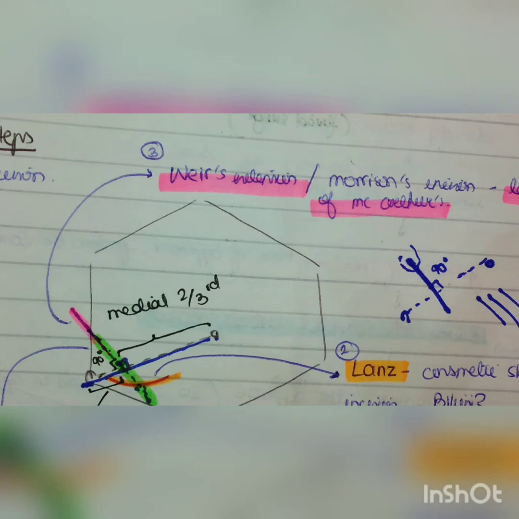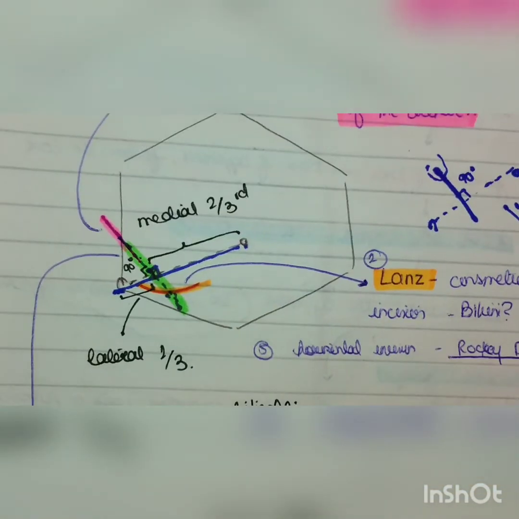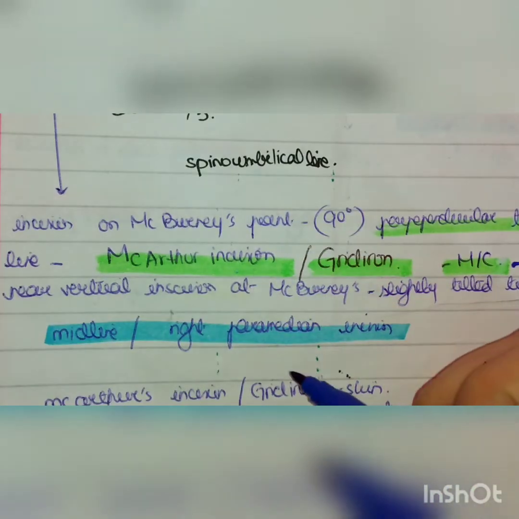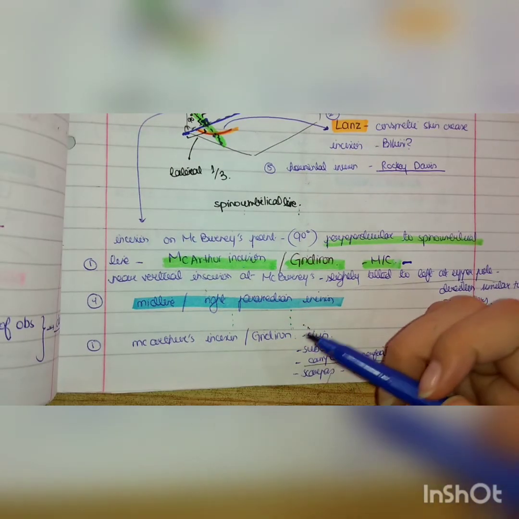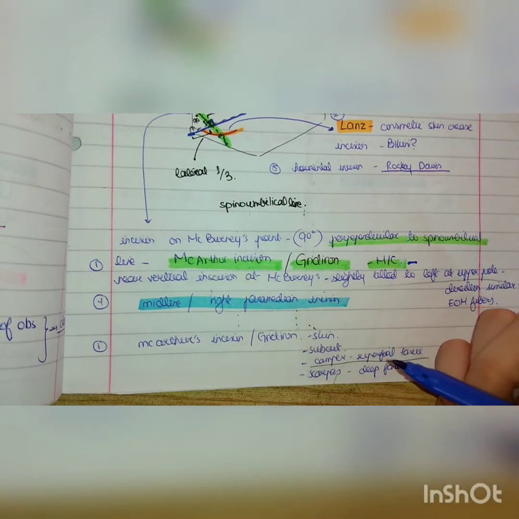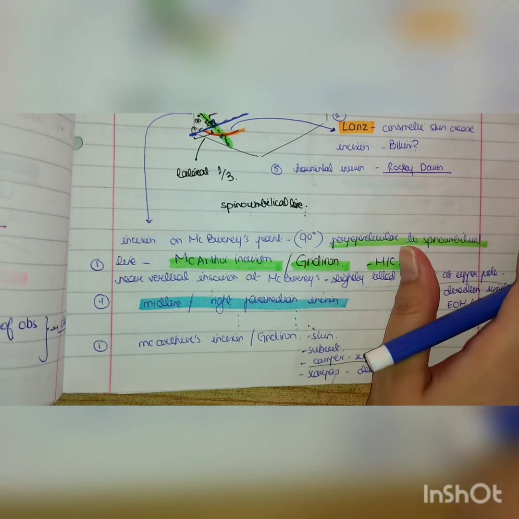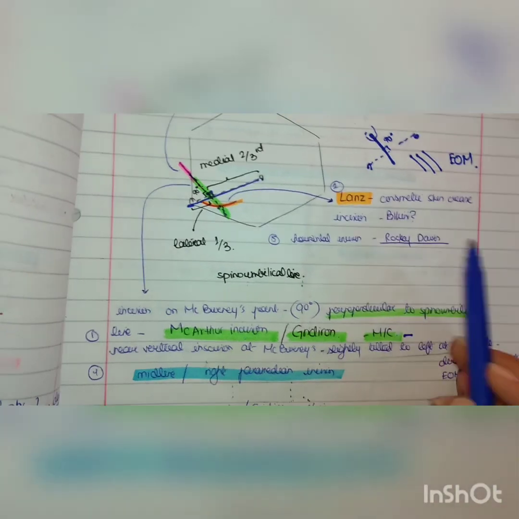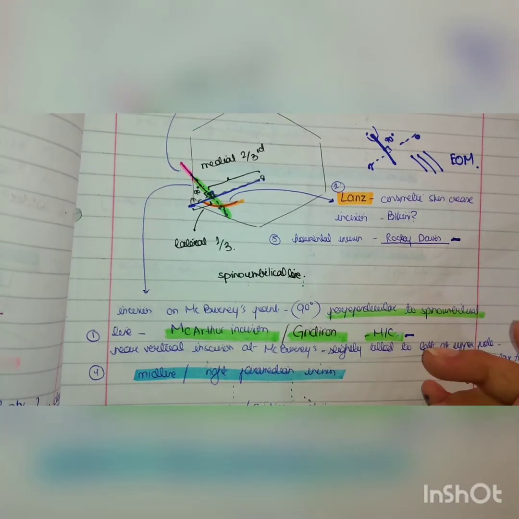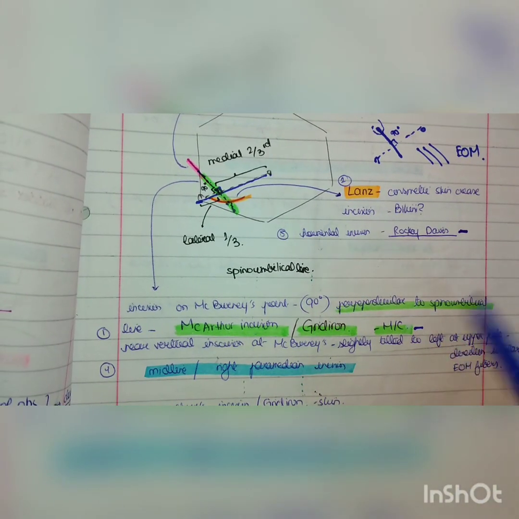Okay, now the fourth type of incision is the midline incision or the right paramedian incision. We know that it will be simply a midline incision. I don't need to draw it specifically. Okay, and there's also one more type which is known as the Rocky Davis or the horizontal incision. Just remember the name. Okay, not that important. So these are the 5 incisions of appendectomy.